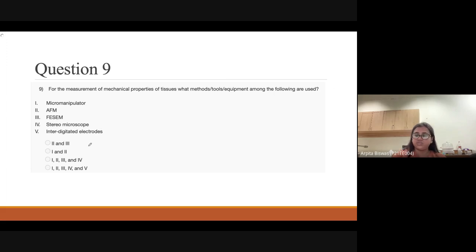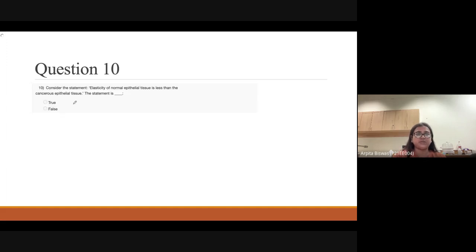So the right option is option B, 1 and 2. So for the measurement of mechanical properties of tissue, what method or tool among the following are used? So micromanipulator and AFM. Okay. So next move toward the question number 10.